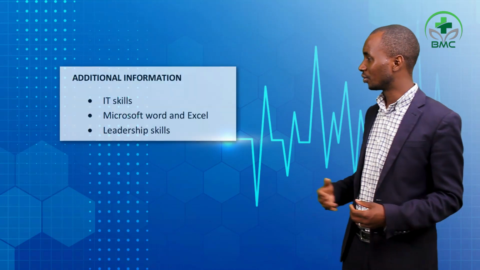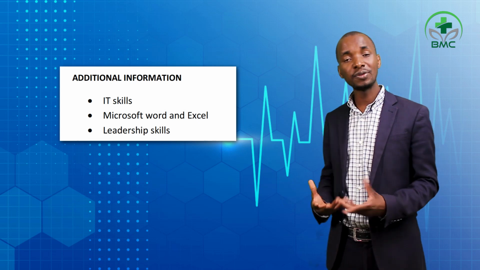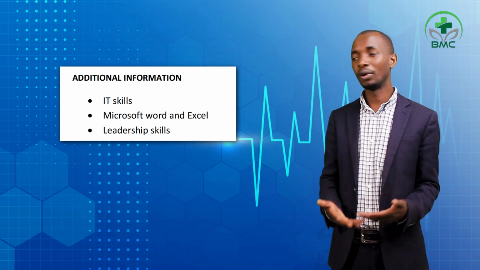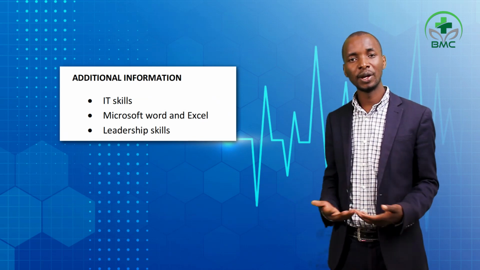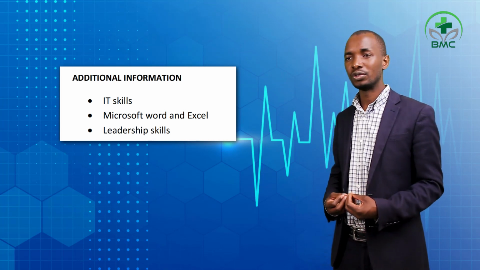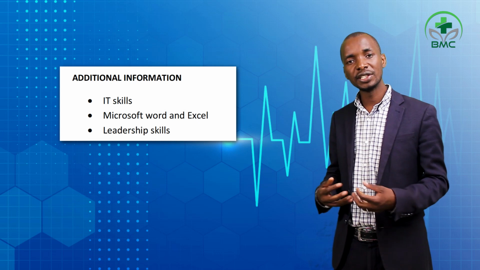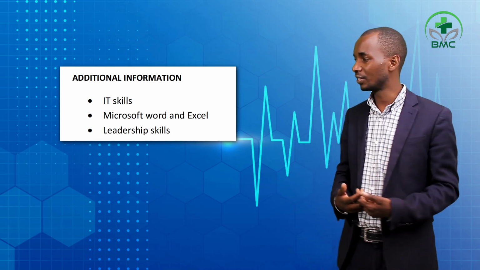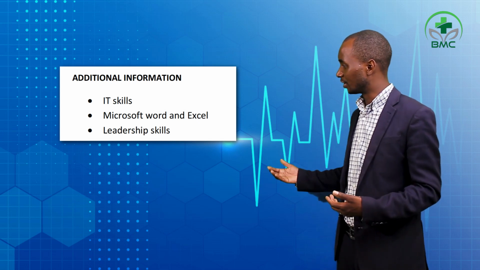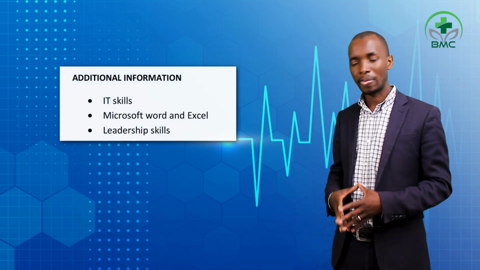Then we move on to additional skills. So this is also important if you have any additional skills. For example, IT skills, you can put them, your computer literacy skills, your ability to use Word, Excel, and so forth. These skills are needed. Do not put additional skills which are not relevant to what you are applying for. So that's on the additional skills. If you do not have additional skills, you can just leave it blank.